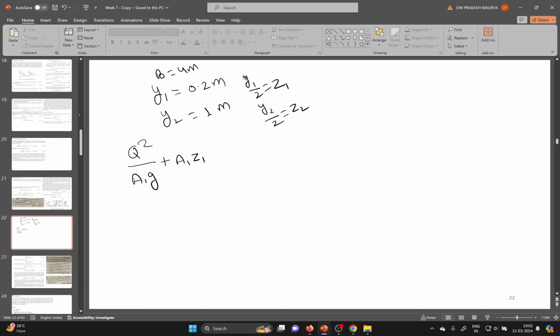Okay, so in the question y1 and y2 are given, and that is the conjugate depth or sequent depth you can say, and the width is this. Your Z1 is equal to y1 by 2 and Z2 is equal to y2 by 2. Here you will use the specific force, not the specific energy, because this is the case of hydraulic jump and you don't know how much loss is there in the jump. So you have only one equation, the specific force equation: Q square by A1 g plus A1 Z1 is equal to Q square by A2 g plus A2 Z2.